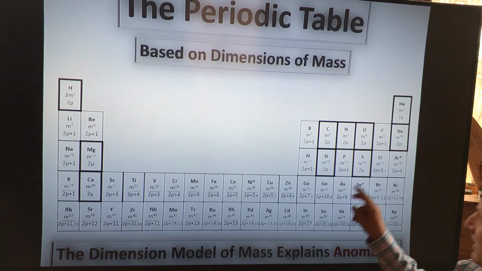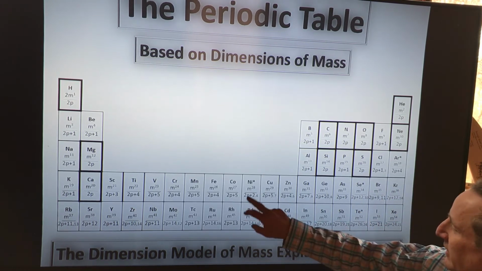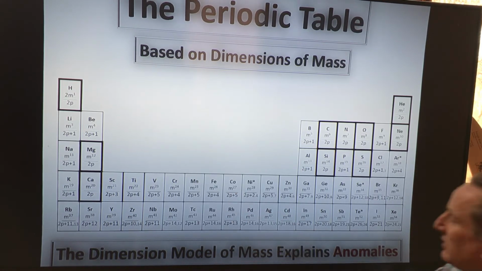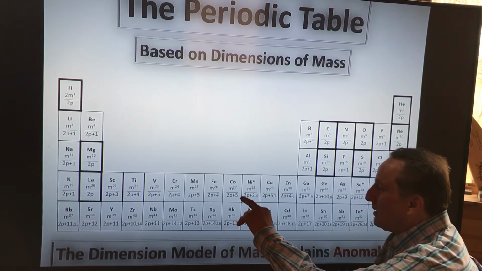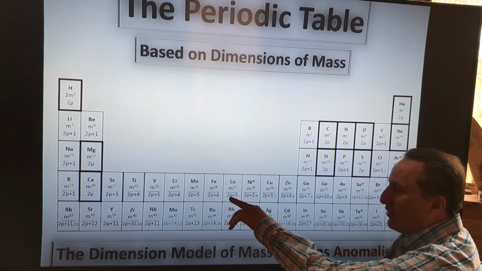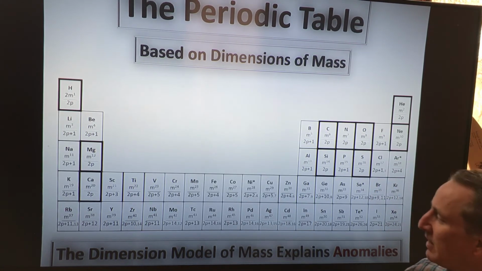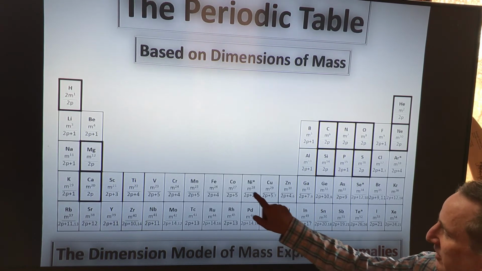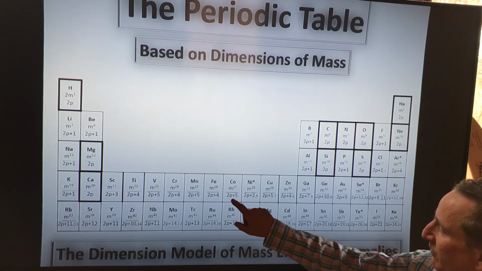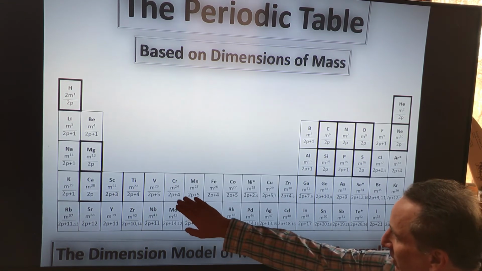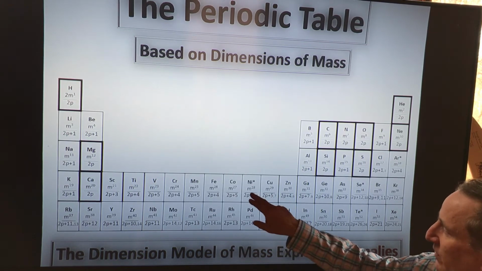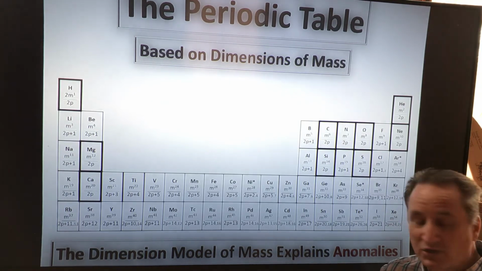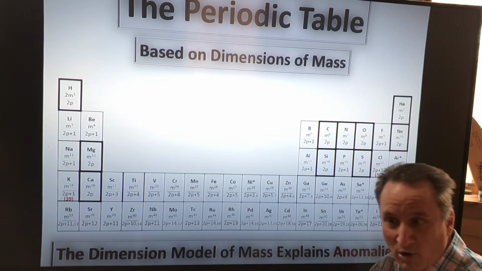It shows that, like, here's another anomaly, nickel here. So it is larger than cobalt. Is it because cobalt is anomalously large, or is it nickel that's anomalously small? Well, if you look at the equation that comes from the dimension model of mass, you can see that it's nickel that's small relative to the pattern that you see in all of the rest of the row. It is anomalously low. So the dimension model of mass explains that nickel is the low anomaly there and not cobalt being high.